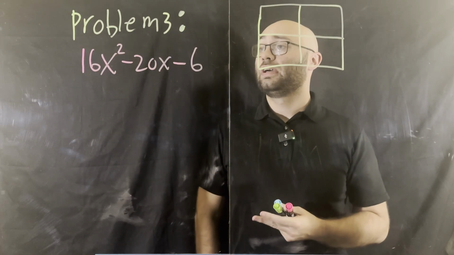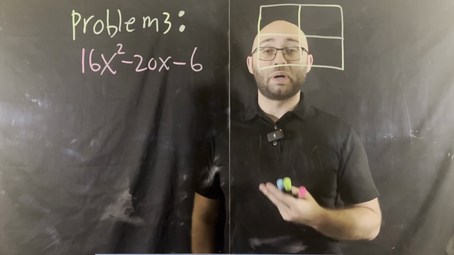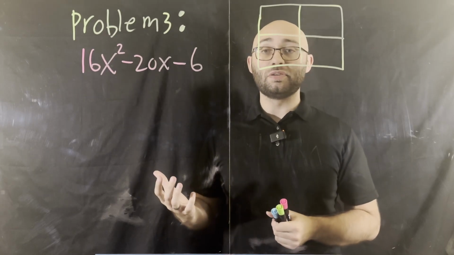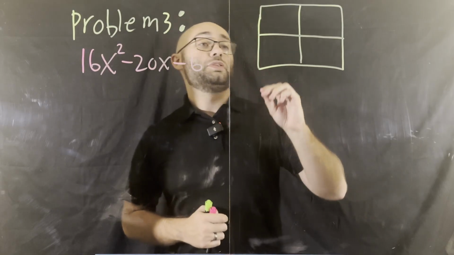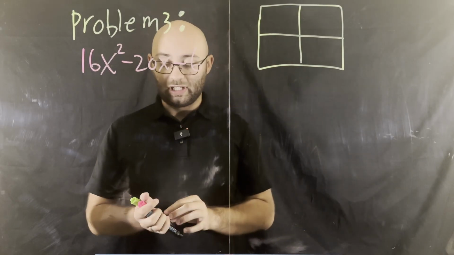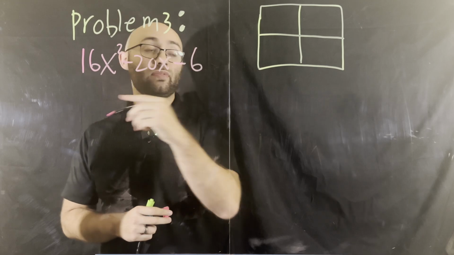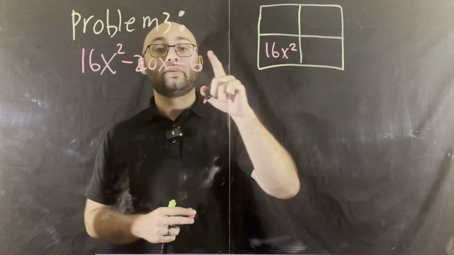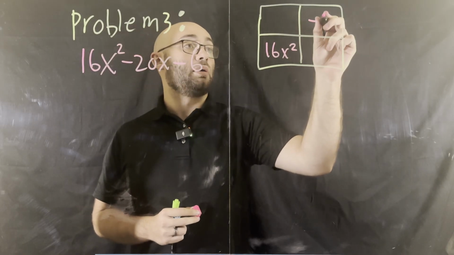All right, class, here is problem 3. Before we get started on it, I suggest that you pause the video here and try to solve it on your own first, and then continue the video to see if you did it properly. So to begin, we got our generic rectangle. Same thing as always. We're going to take our first number and write it, 16x squared. Take the last number, our constant, and write it in our top right.